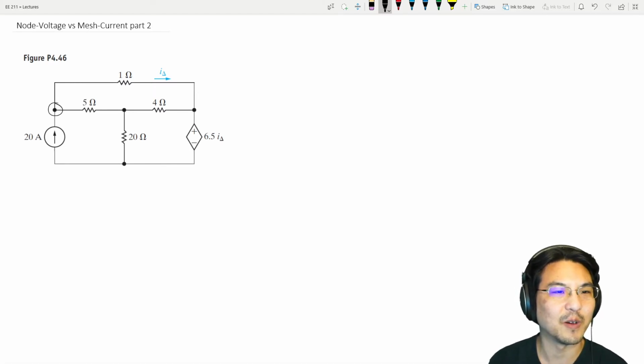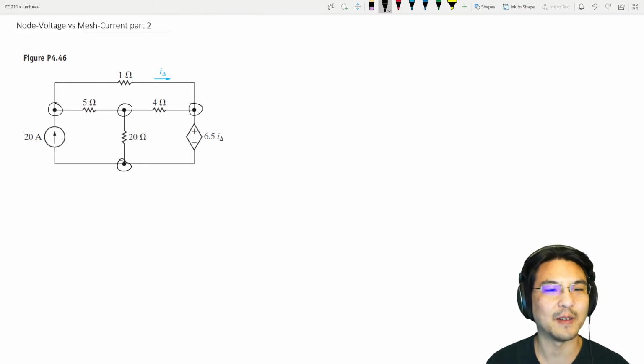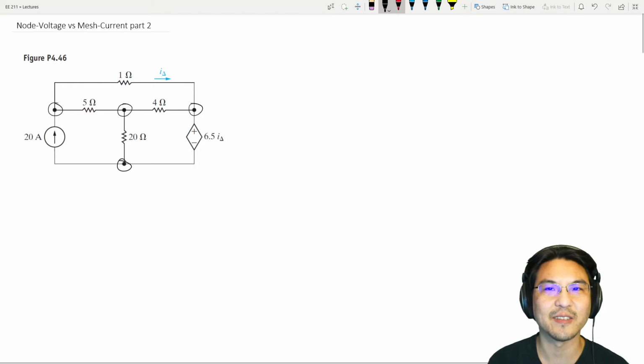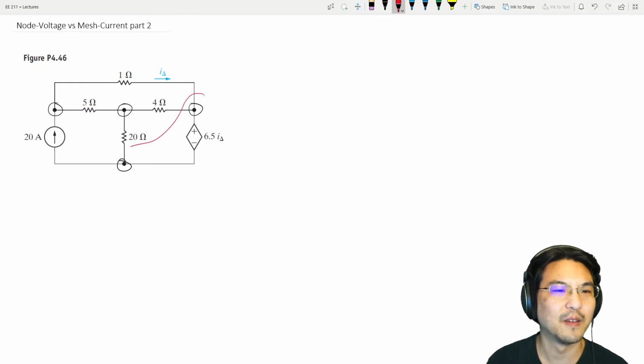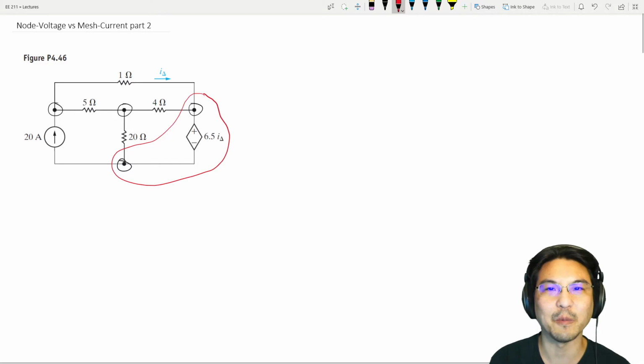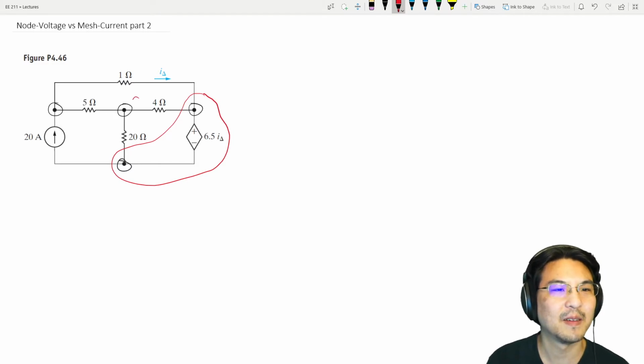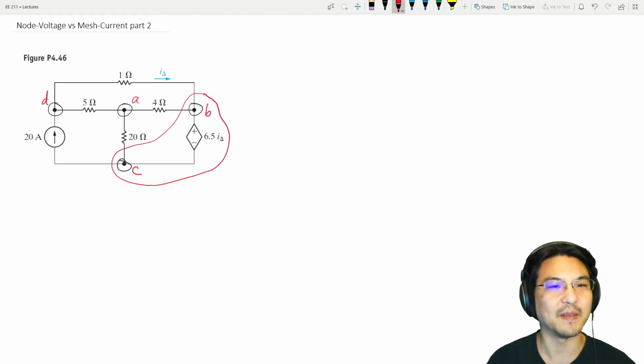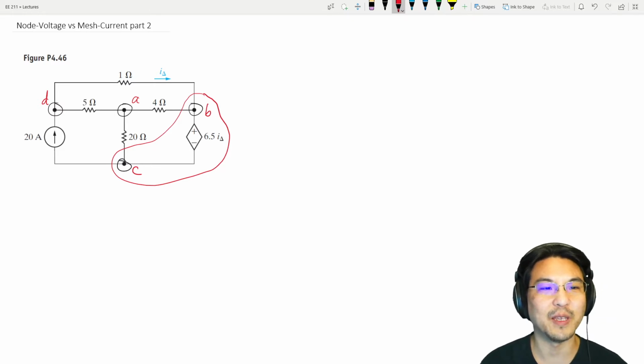So where are the essential nodes? Okay, we got these four. Now you take a look: are there any supernodes? Yes, we have this one. Let me label them. So we have these four essential nodes, and there's a supernode between B and C. So I don't want to pick node B or C as my reference. I'm going to pick my reference at either A or D. How about at D?